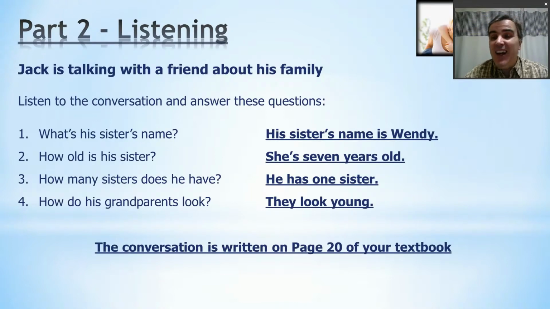Also, with the listening, I think most of the assignments that I've seen so far, listening was excellent. Let's have a look at the questions. What's his sister's name? Well, a full answer, using a full sentence, should have been his sister's name is Wendy. How old is his sister? She's 7 years old. How many sisters does he have? He has 1 sister, only the one. And how do his grandparents look? They look young. So if you want to check this again, the conversation is written on page 20 of your textbook. So maybe read it again if you're still unsure of these answers.